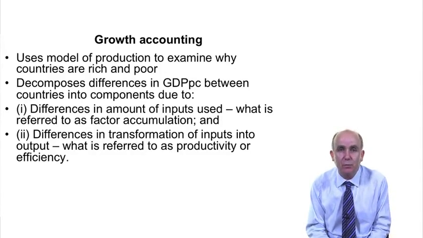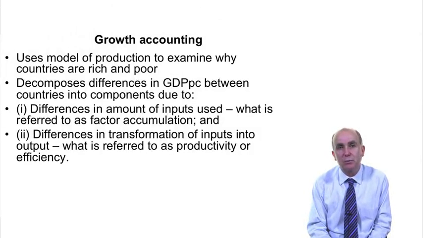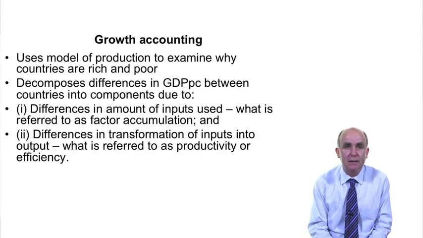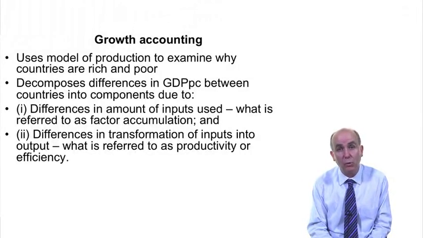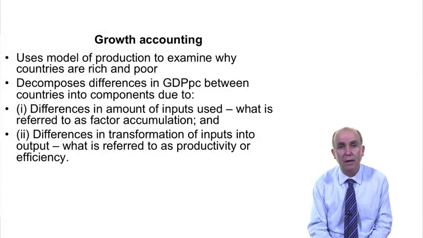So if you think back to the wheat example, suppose we knew that there were two countries, one of which produced more wheat than another. Well, there are two possible reasons why that could be happening. One reason is that both countries could be using exactly the same way of transforming inputs into output, but one of the countries might just have more land or more workers or more capital equipment to use to produce wheat, which would explain why its output of wheat was higher.